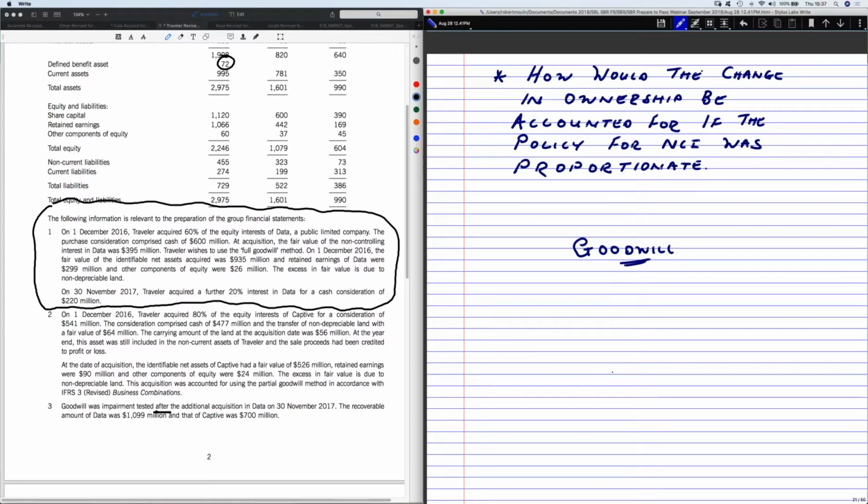And so therefore, we need to be happy going into the exam knowing about when control occurs. What is a disposal? What is the difference between proportionate and fair value? What happens when goodwill is impairment tested and there is an impairment charge? What happens if we move from 60 to 70% or 70 to 60%, for example?